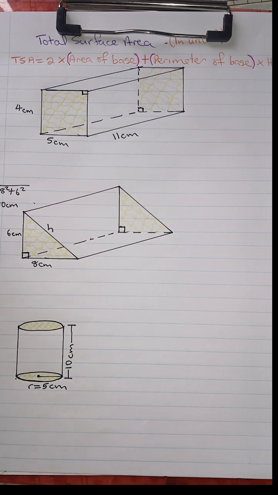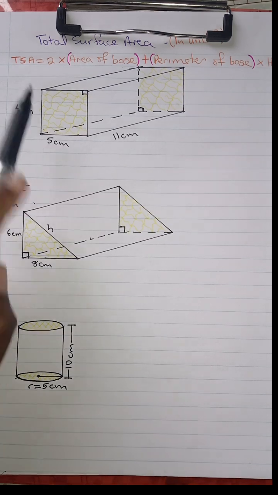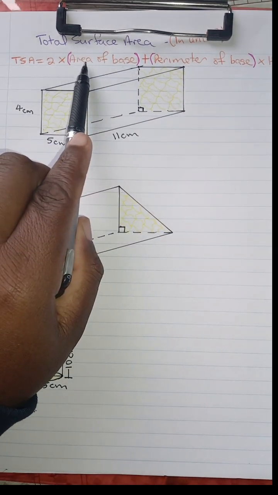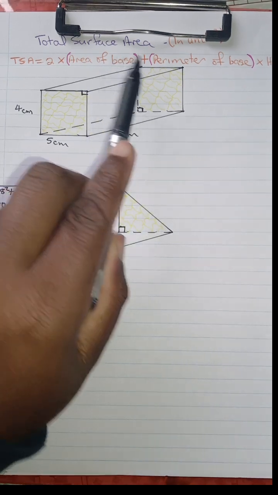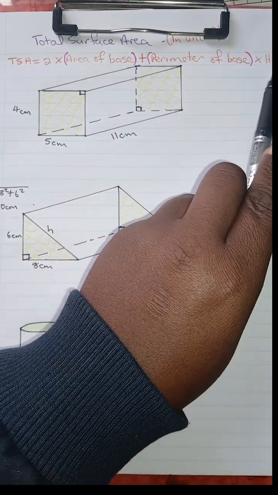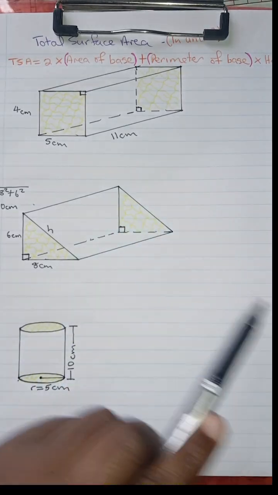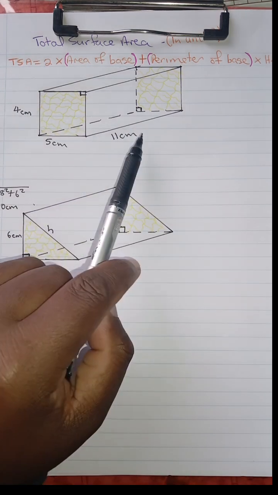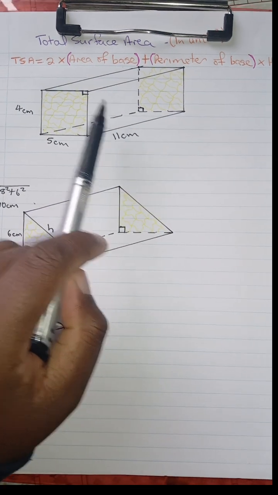So we have a generic formula that we use in calculating total surface area. Total surface area is equal to 2 multiplied by the area of the base plus perimeter of the base multiplied by the height. So I have drawn the 3D objects here. The first one is a rectangular prism.